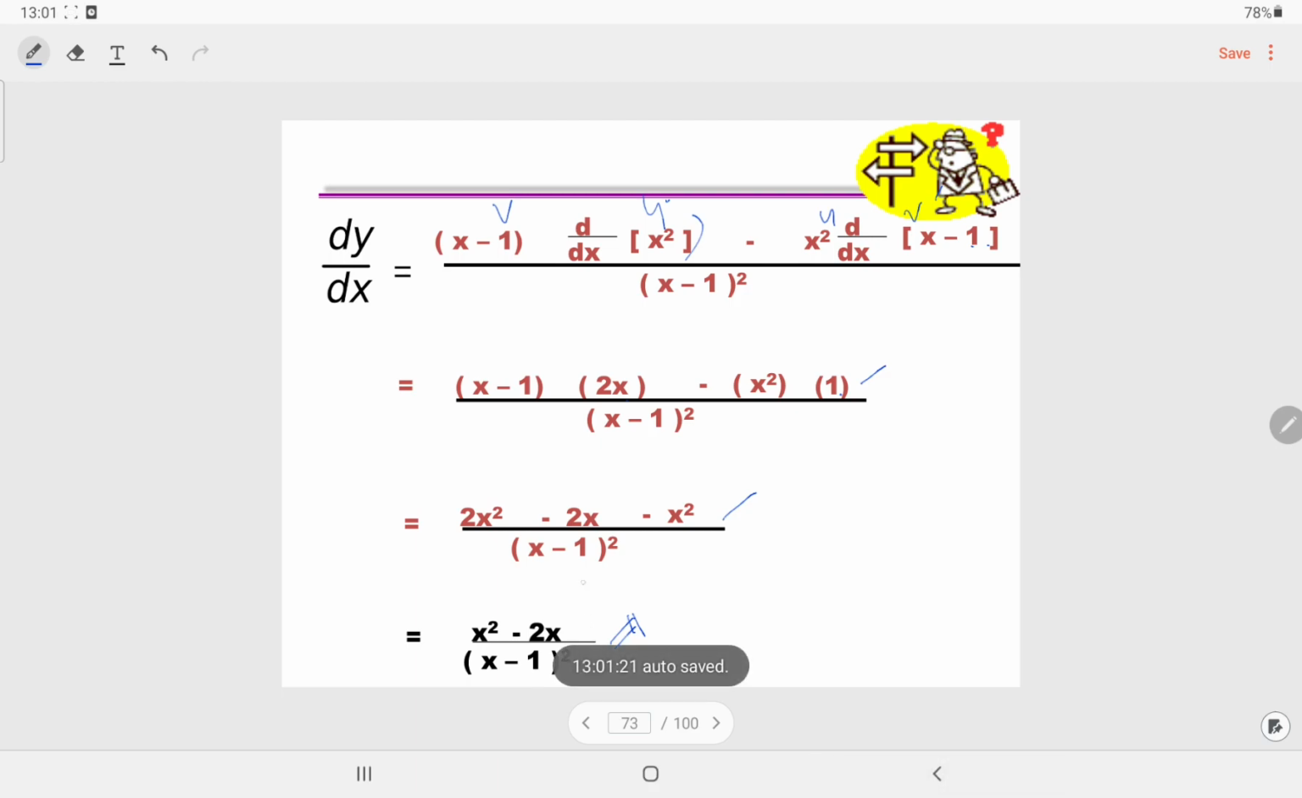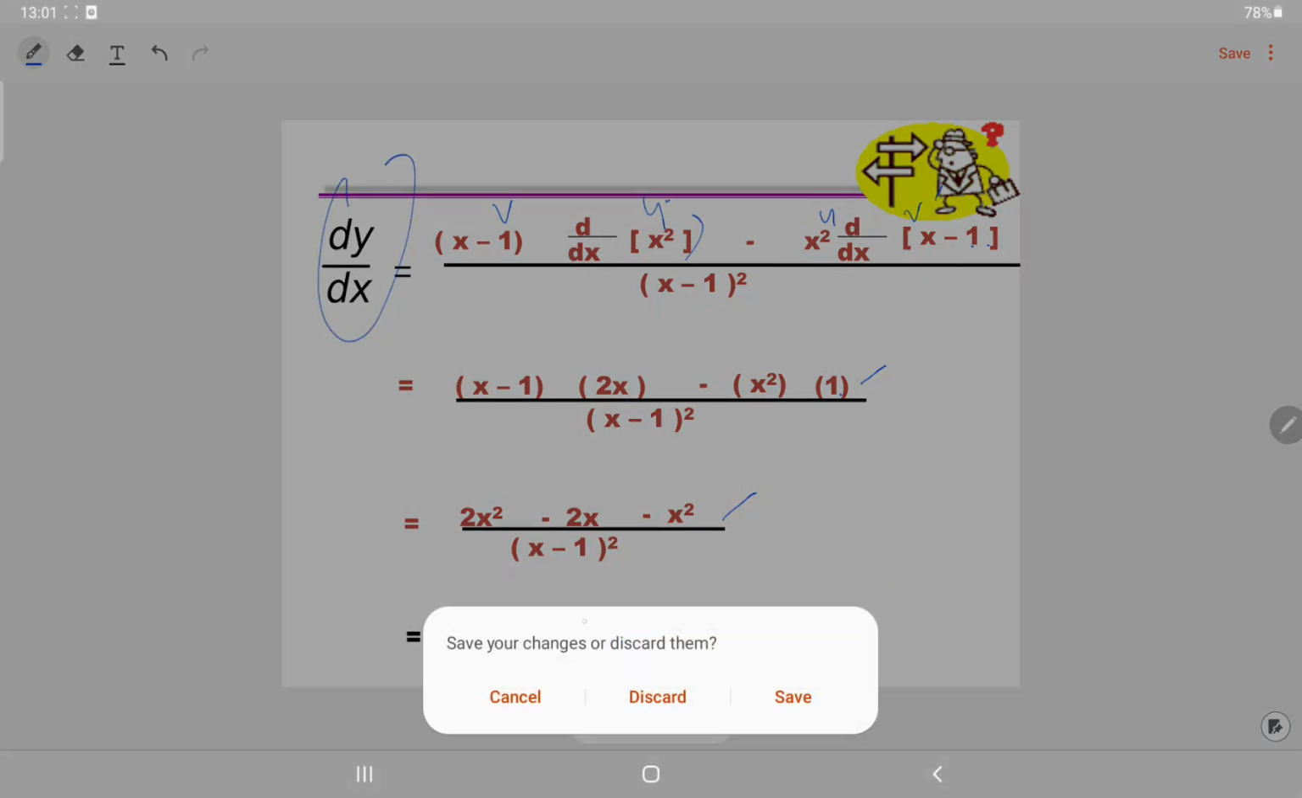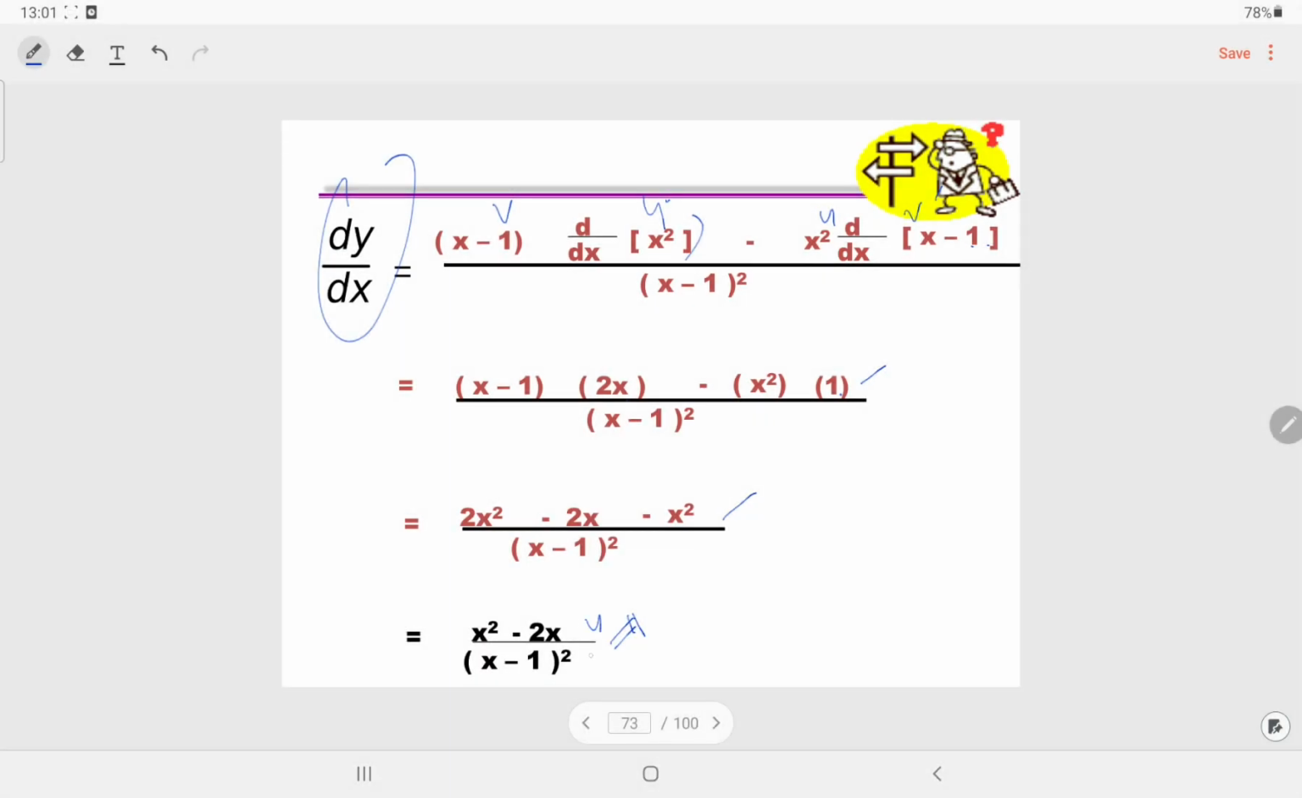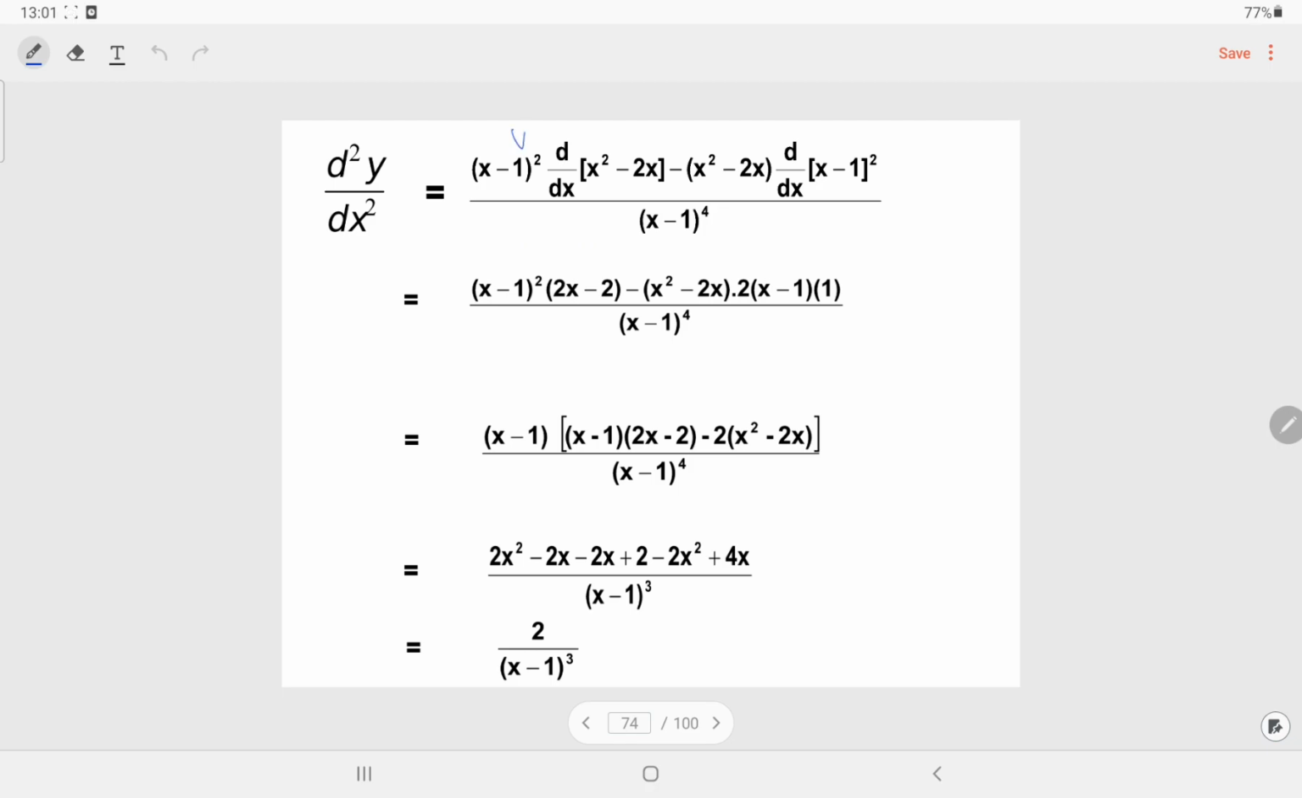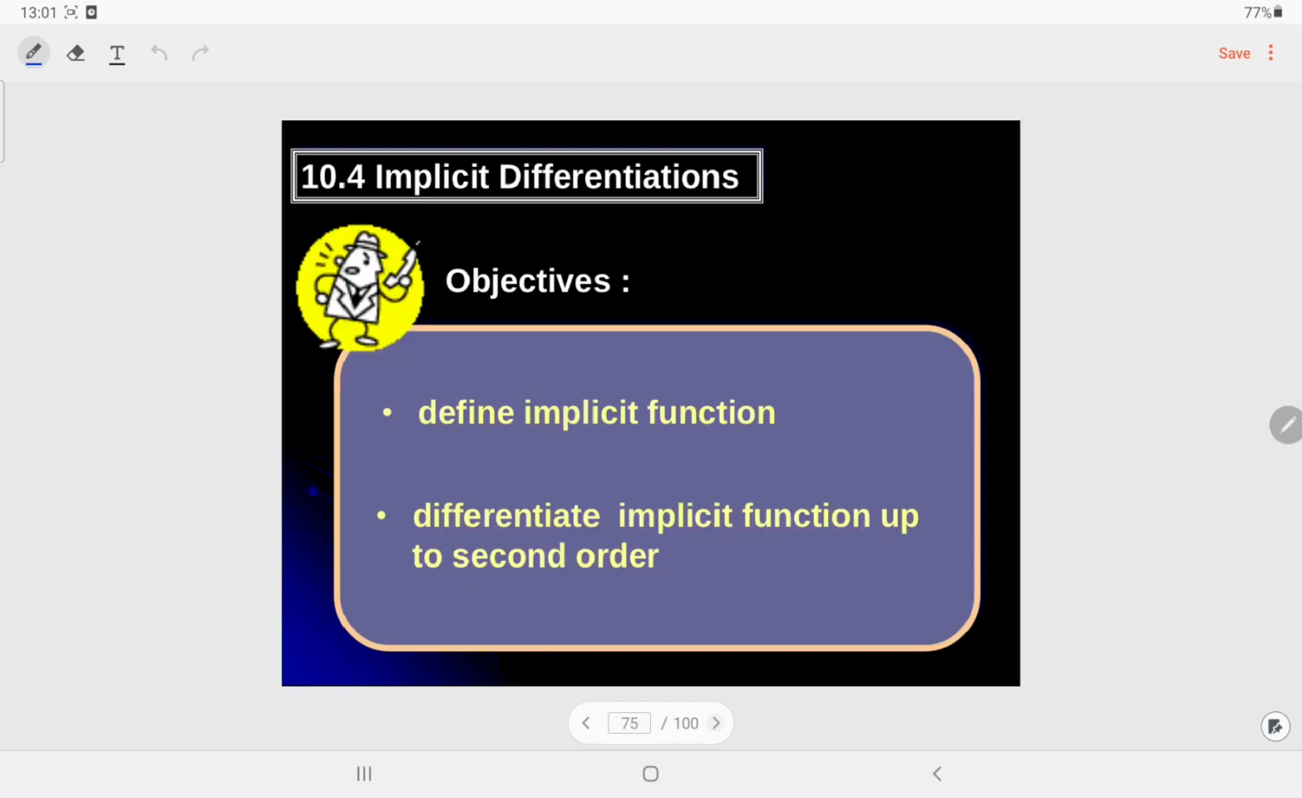So now, by using this dy over dx, this is u, this is v. So (v u prime minus u v prime) over v squared. We differentiate x squared minus 2x, so we get 2x minus 2. Differentiate v, differentiate x equal to 1. Then we can get v squared, and we solve, we get the final answer. Okay.